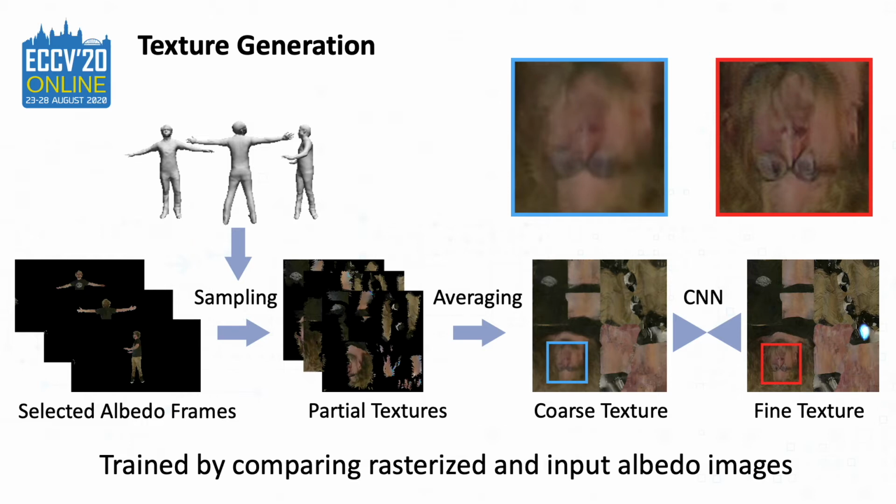The texture is then refined by a CNN optimized from scratch for each video. The supervision comes from rasterizing the texture to image space and comparing it with the input albedo images. The small geometric misalignments are resolved by back-propagating gradients to the mesh and thus the mesh refinement module.